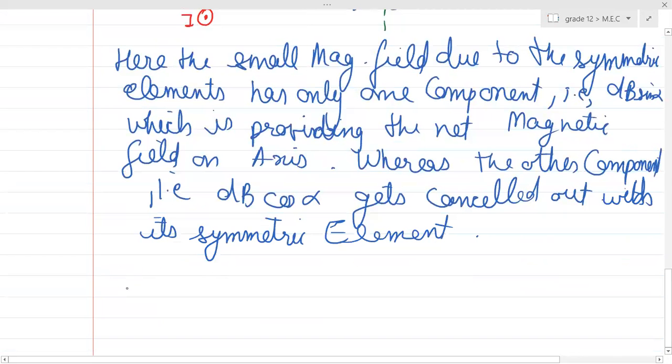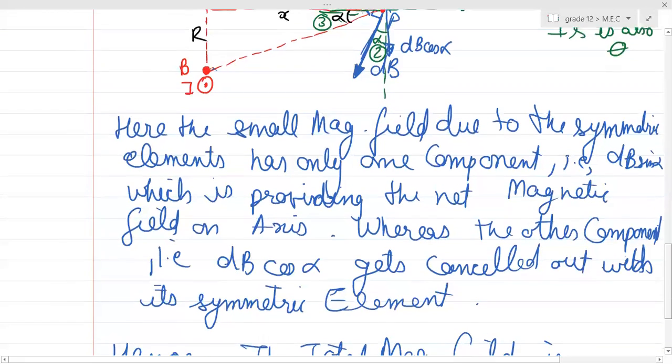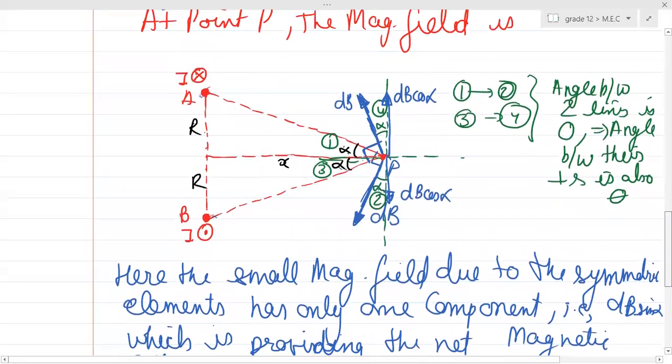Once you have written this, then you will write hence the total magnetic field is. Now the maths part will start. This was the concept part. Now the maths part will start. Have we drawn the diagram, guys? Shall I write over here dB cos alpha, dB sin alpha, dB sin alpha?